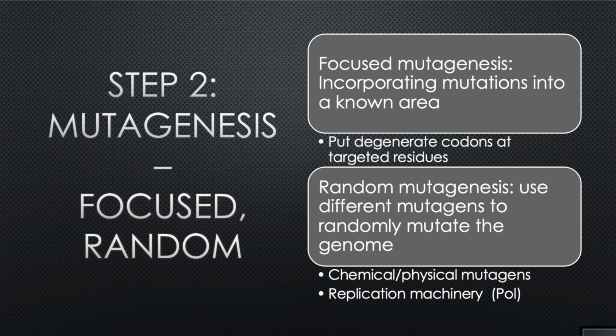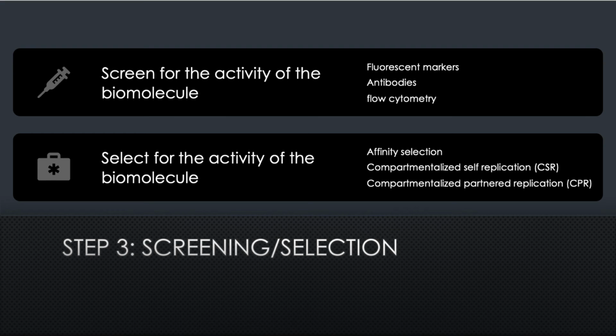Another method, if we do not know where to put our mutations, is random mutagenesis. We can introduce random mutations to our genome using a variety of different methods, including chemical and physical mutagens that will affect DNA. We can also use faulty replication machinery to achieve this. Once we've achieved the mutations, we can allow our organisms with these mutated genes to propagate, and then screen and select for them as part of the evolutionary process.